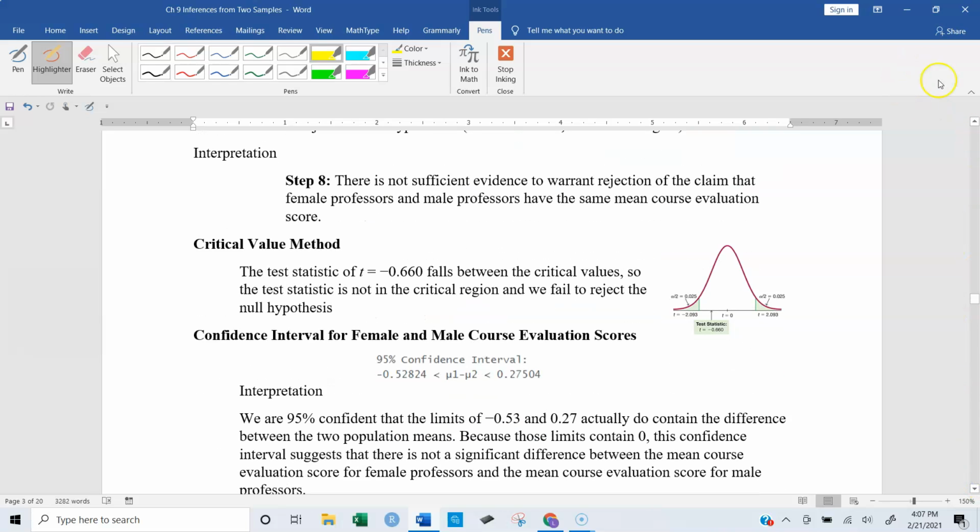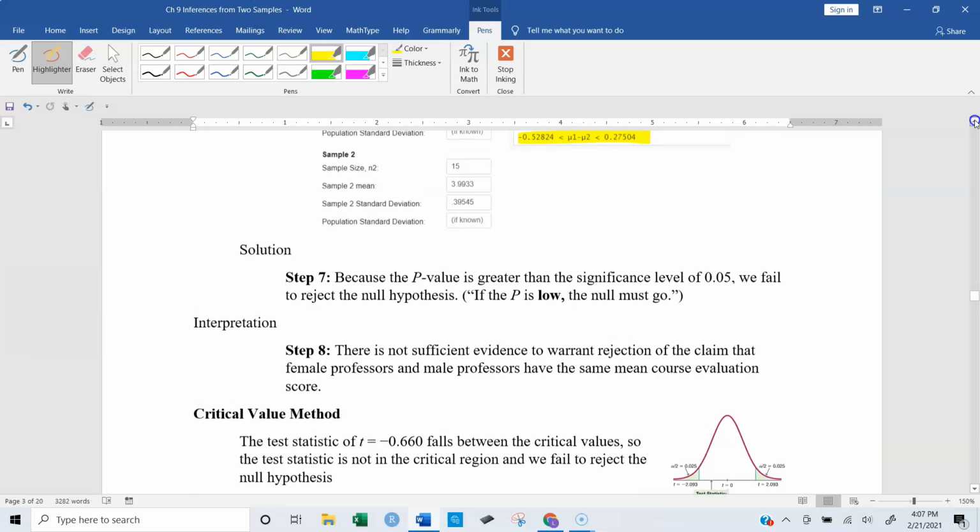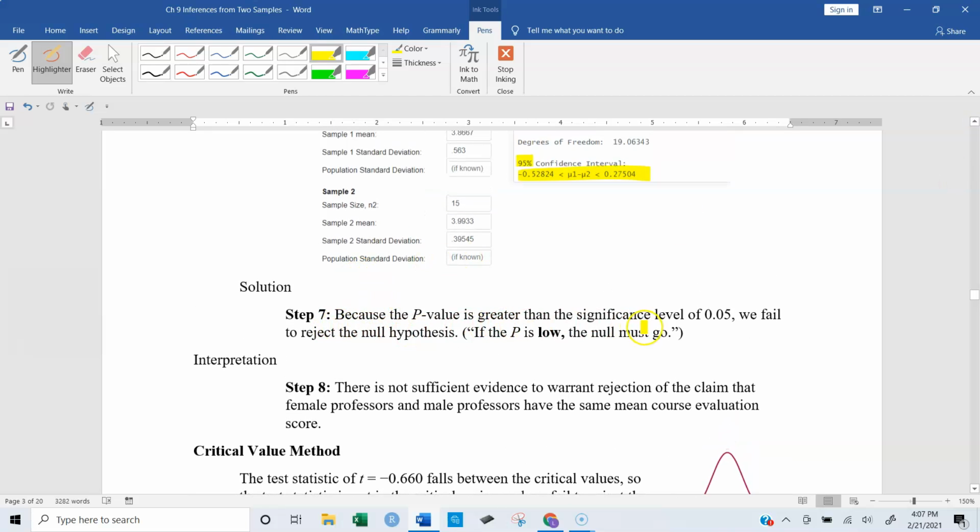All right, let's look at what we got here. If we're using the p-value, because the p is greater than 0.05, we fail to reject the null. If you look from above, p was something large, 0.5174. So it was really large this time. 0.517 was greater than 0.05. So we failed to reject the null. There is not sufficient evidence to warrant rejection of the claim that female professors and male professors have the same mean course evaluation.